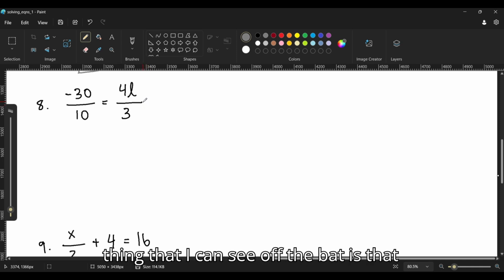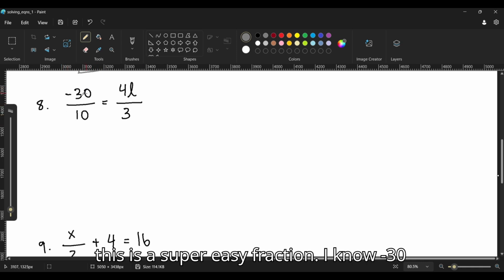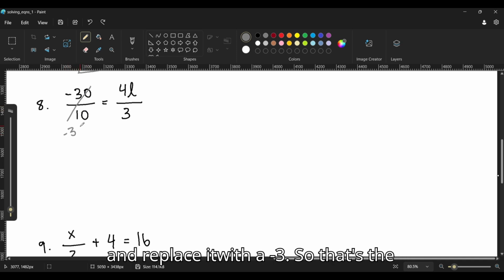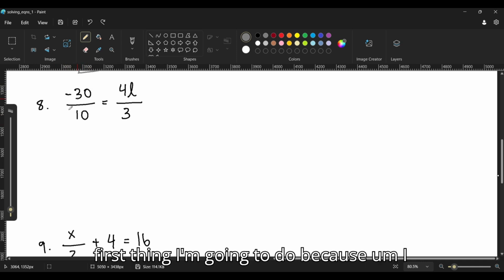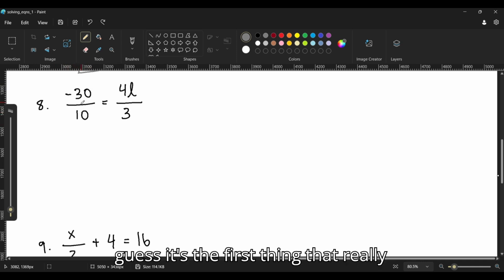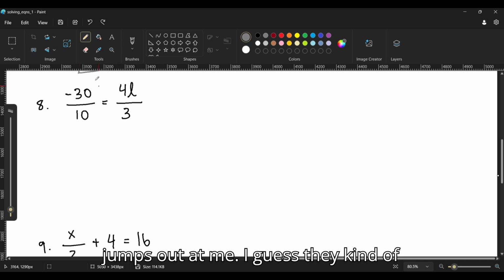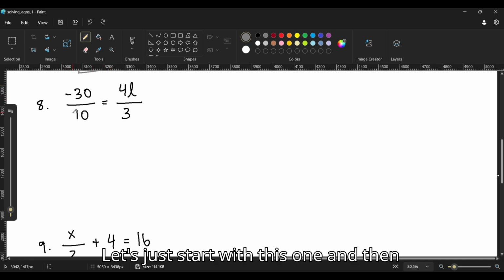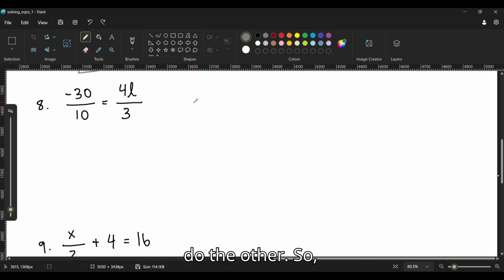And the other thing that I can see off the bat is that this is a super easy fraction. I know negative 30 divided by 10 is negative 3. So you can just take this whole fraction out and replace it with a negative 3. So that's the first thing I'm going to do because it's the first thing that really jumps out at me. They kind of both jump out at the same time, but let's just start with this one and then do the other.